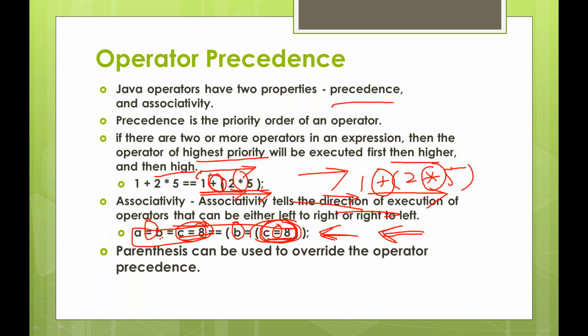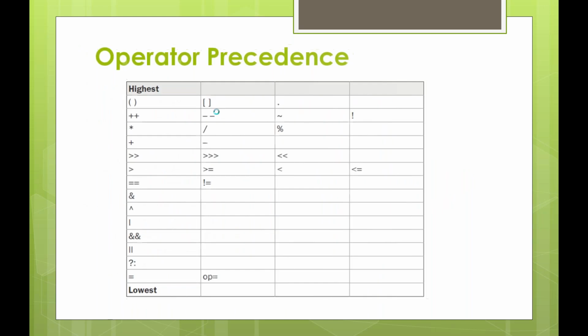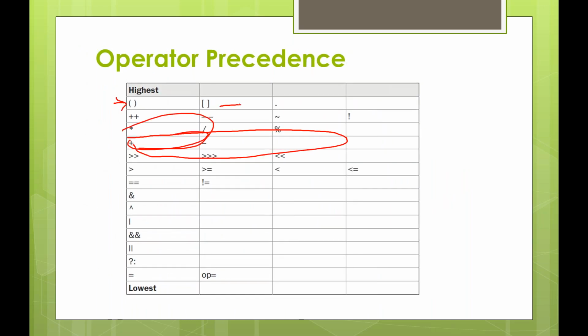These two things are associated with your operators, and this is the table which explains operator precedence. Parentheses and square brackets have the highest precedence, and equals has the lowest precedence. So if you have an arithmetic expression like 1 plus 2 star 5, it will go through this operator precedence. Multiplication has higher precedence than addition, and that is why multiplication is done before addition.